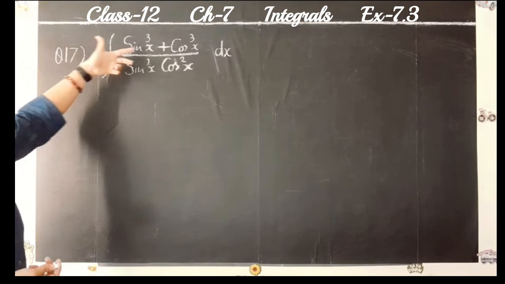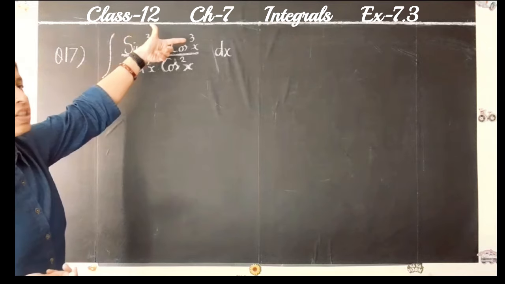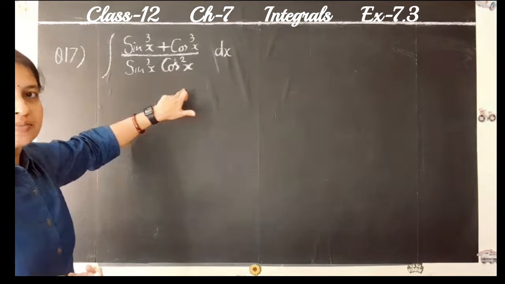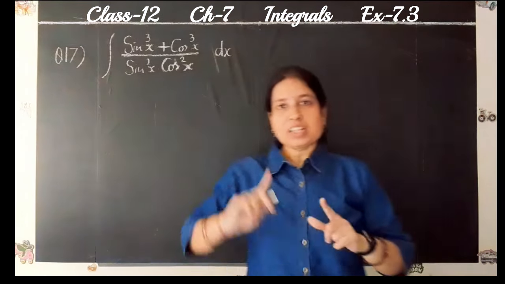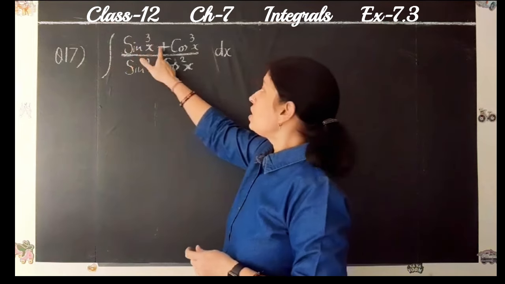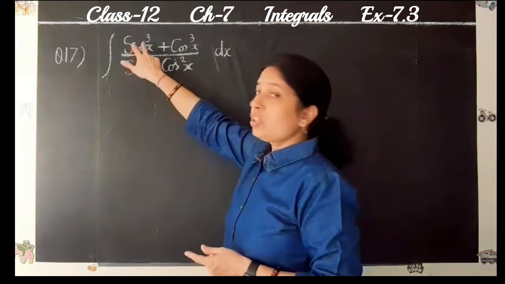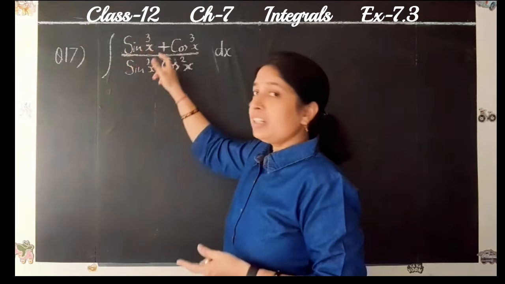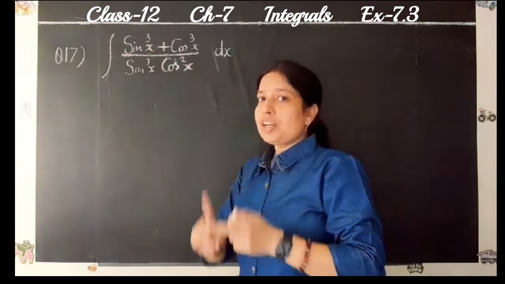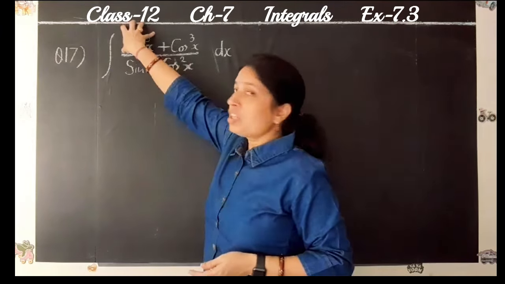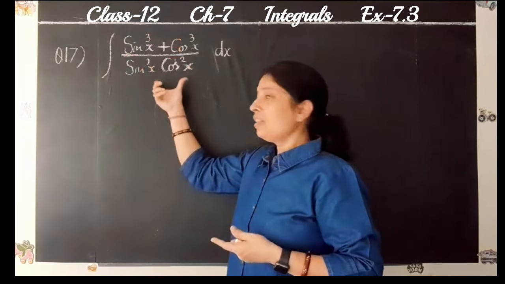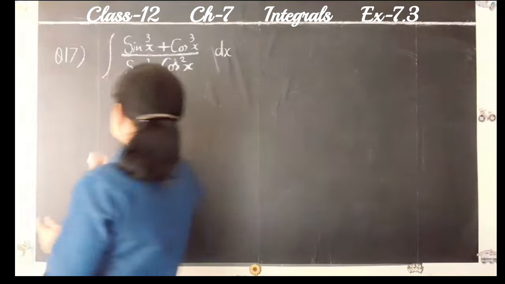It is integral of sin cube x plus cos cube x divided by sin square x into cos square x. First we have to simplify this integral. For this, here it is given sin cube x plus cos cube x. Here two terms are given and it is divided by sin square x into cos square x. So first we have to divide this first term by this denominator and then divide this second term by this denominator. Okay, so let us do this.